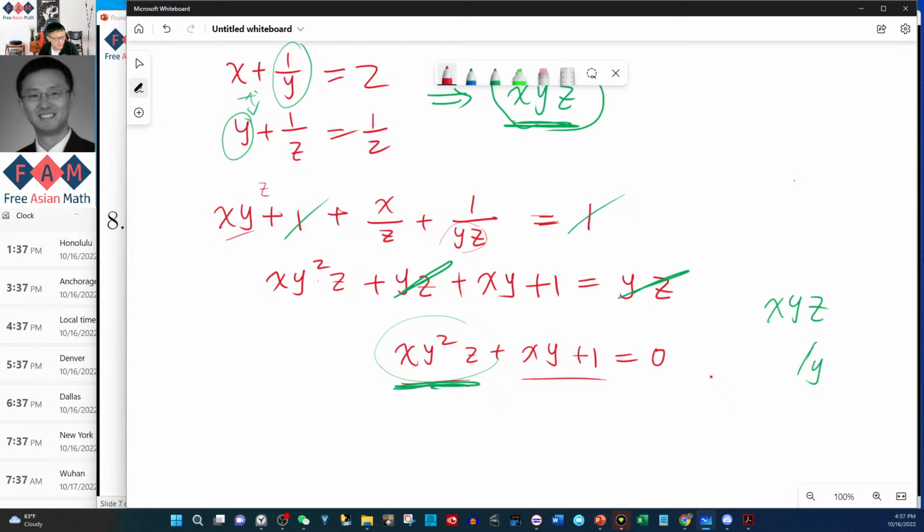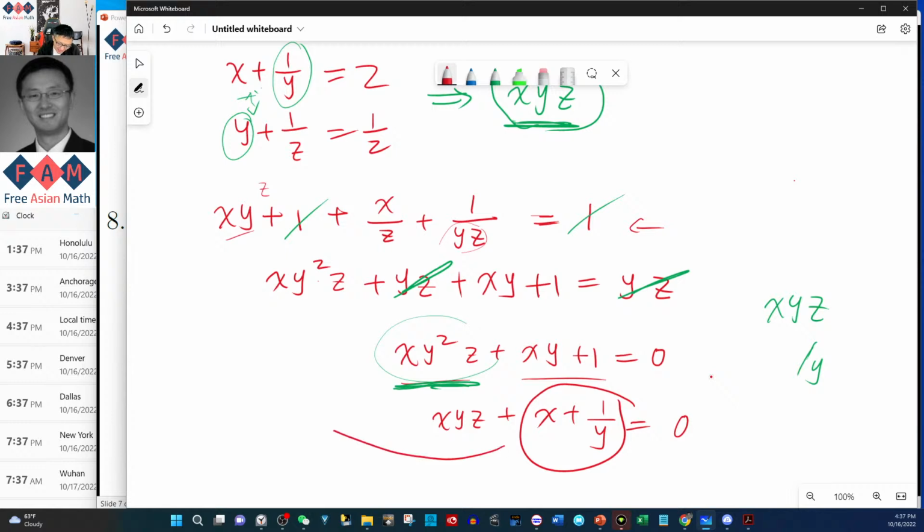We multiply both sides by yz. Now we recognize we need to further divide it by y. So that means that we should only multiply both sides here by z in the first place. But it's not too late. So we get xyz. When divided by y, this becomes x. And when divided by y, this becomes 1 over y. Not y over 1. 1 over y. Hey, wait a second. This guy is right here.